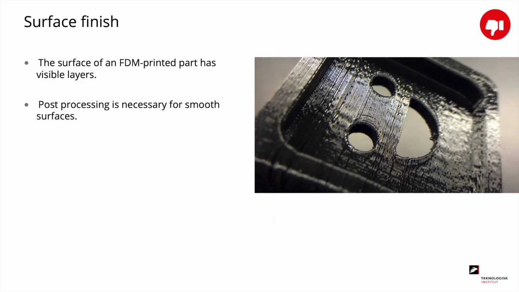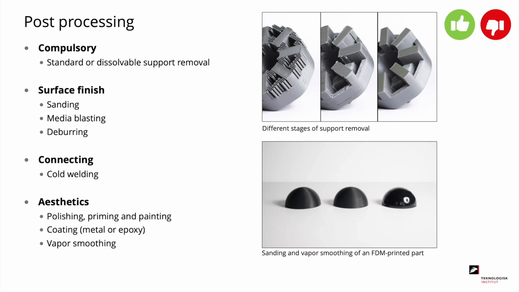Another disadvantage of FDM printing is that you will get a rather rough surface. When you print, you will have these visible layers, as you see on the picture to the right. And if you want to remove them and get a nice and smooth surface, it will require some post-processing. Both a disadvantage and advantage of FDM printing is the post-process.